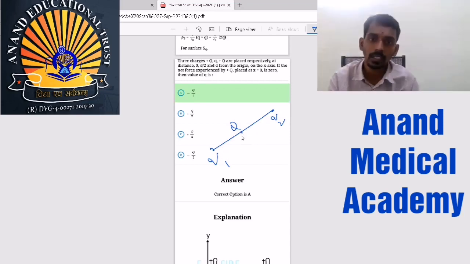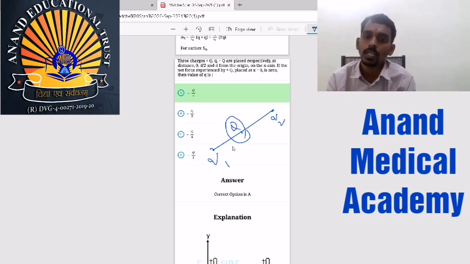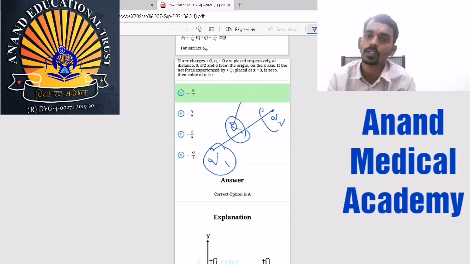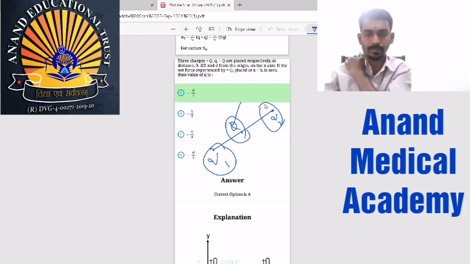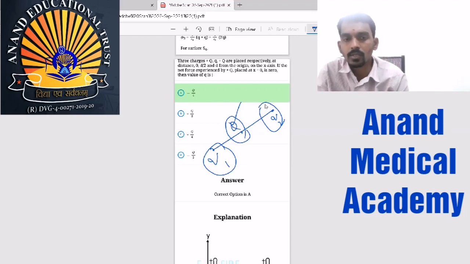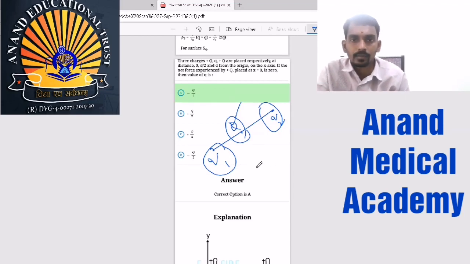If they are asking position, you take the resultant force on the third charge as 0 and you will get the answer. If they are asking how much charge, then you take the force on either Q1 or Q2 and equate it to 0, then you will get the answer. So that is the difference you need to find out. So force on which one is to be taken?